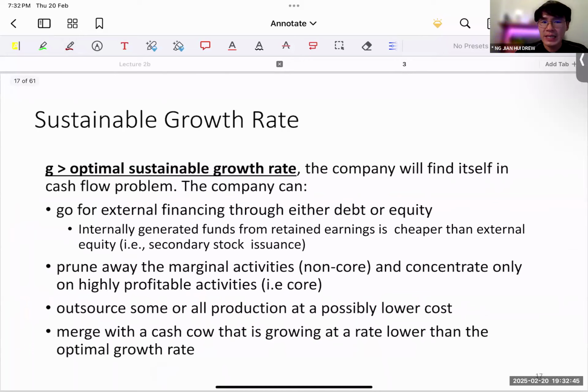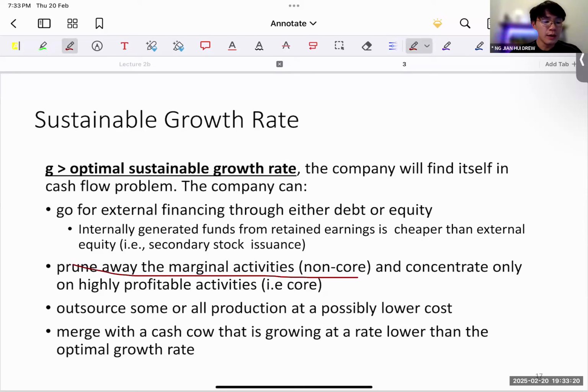So a bit of theory behind sustainable growth rate. If your company is growing faster than the optimal growth rate, this might not be too good, right? So the company is growing too fast. It means what? First of all, you prune away some activities that you feel are not the core activities. Prune away meaning that by removing these activities, you reduce the growth of the company so that it will be lesser or equal to the optimal growth rate.